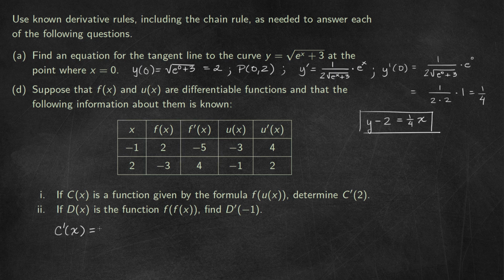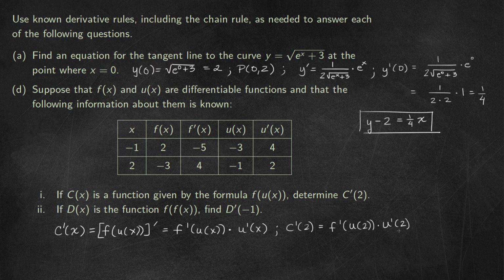The derivative c prime of x is the derivative of f of u of x. So it's f of u of x prime. And this is a composite function, so we have to use the chain rule. The derivative of f of u of x is f prime of u of x times the derivative of the inside, so times u prime of x. Now we want c prime of 2. So c prime of 2 is going to be f prime of u of 2 times u prime of 2.